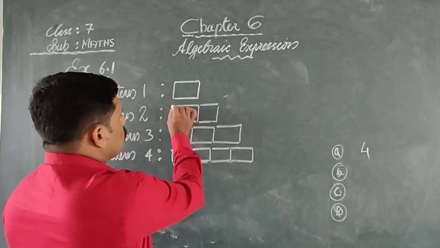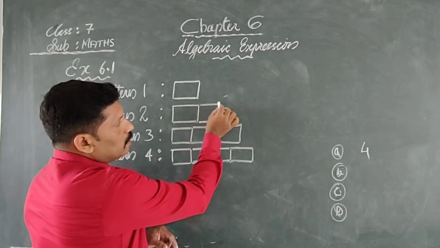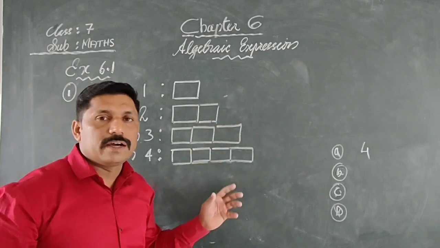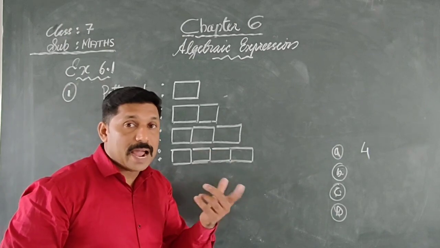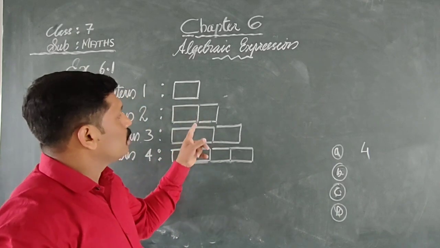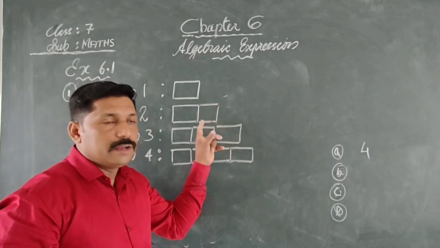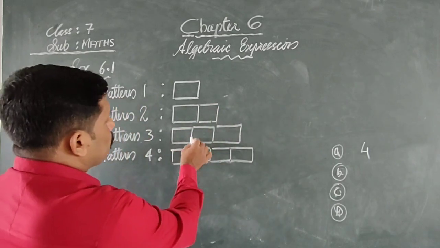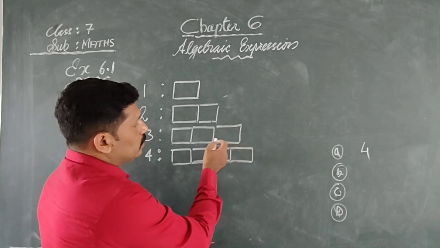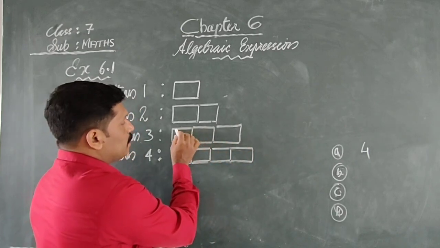But look at here: 1, 2, 3, 4, and next 1, 2, 3. In the second figure, we have used only 3 sticks or 3 line segments. The first figure has 4 line segments, but in order to make the second figure, we used only 3 line segments. And when we move to the next figures, 3 patterns, 3 segments.